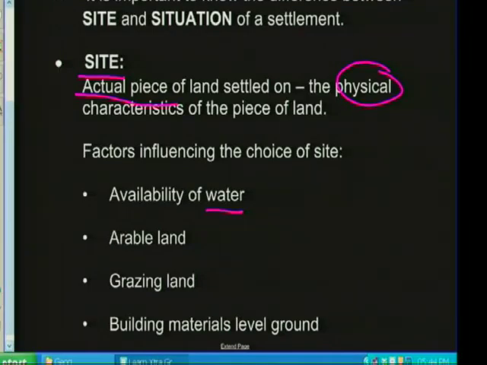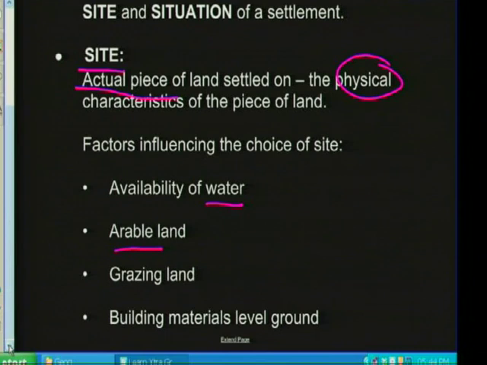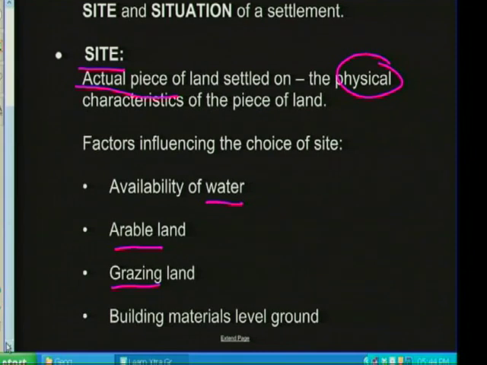For example, availability of water. Are there sufficient rivers and streams around that particular settlement? Arable land. Is the land fertile enough to perform the primary activity? Example, farming. Grazing land. Again, farming. Building materials and level ground. So for this particular section, remember, there are 2 types of settlements when it comes to rural and urban settlements. And the factors that influence them are the site and situation of these settlements. A closer look at the site of a settlement refers to the actual piece of land settled on.